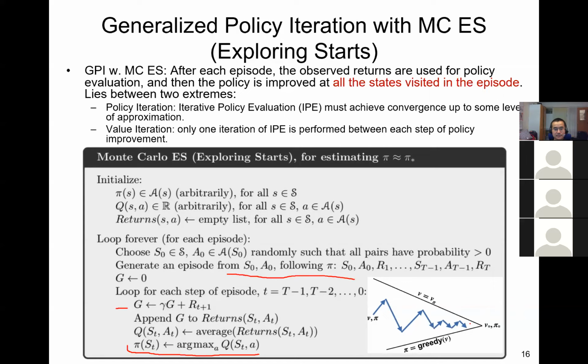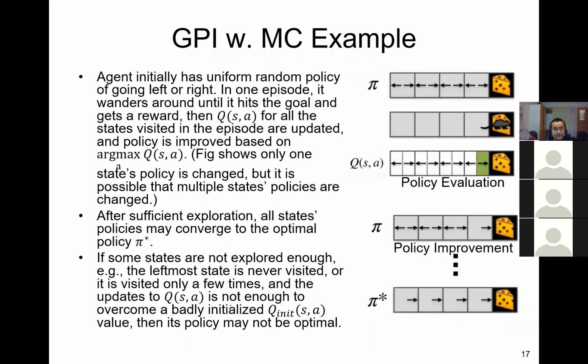So it lies between two extremes. The policy iteration we learned before, the policy evaluation must achieve convergence up to some level of approximation, the theta parameter. For value iteration, only one iteration of IPE is performed between each step of policy improvement. But here, we are performing the policy evaluation in an episode by episode basis.